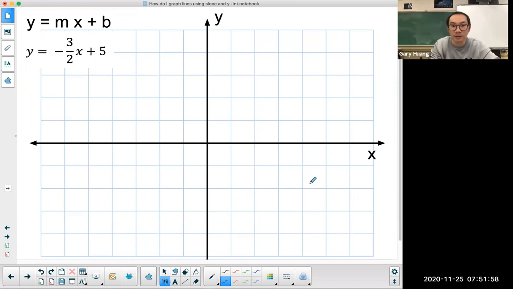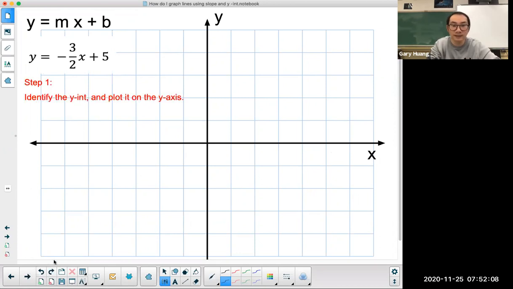Here I have another equation in the format of mx plus b, y equals -3/2x plus 5. What was our first step? Identify the y-intercept and plot it on the y-axis. So the y-intercept is the number by itself. The number by itself is a +5. So we're going to plot that on the y-axis right here, and that's 5.